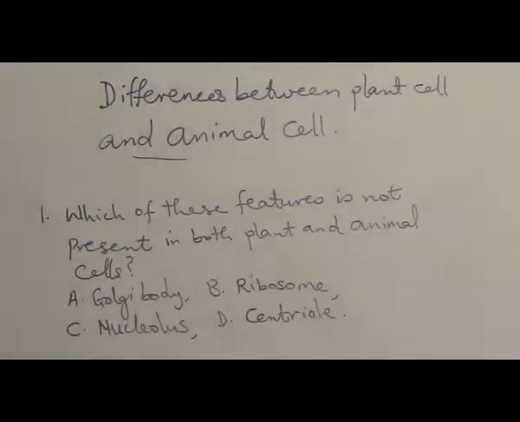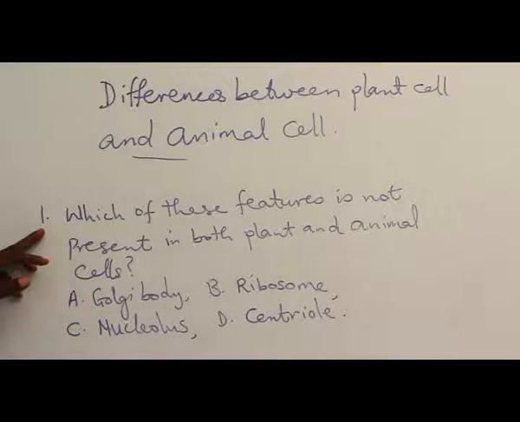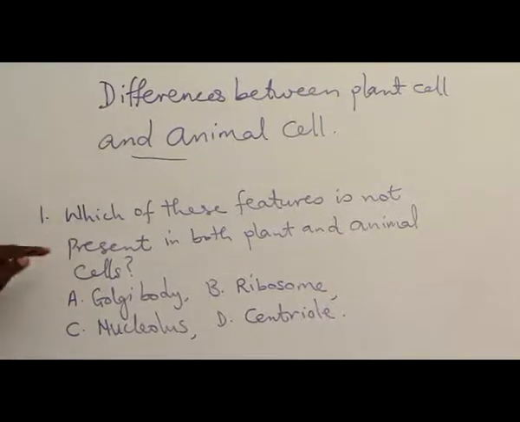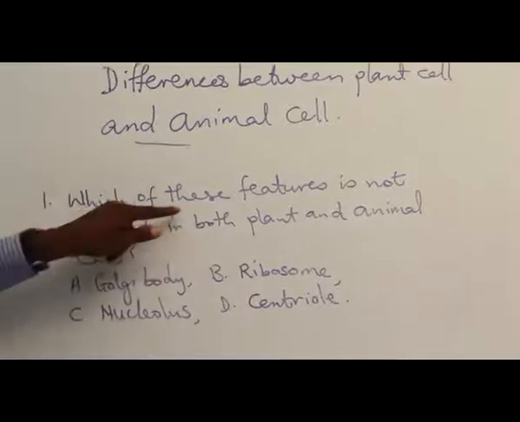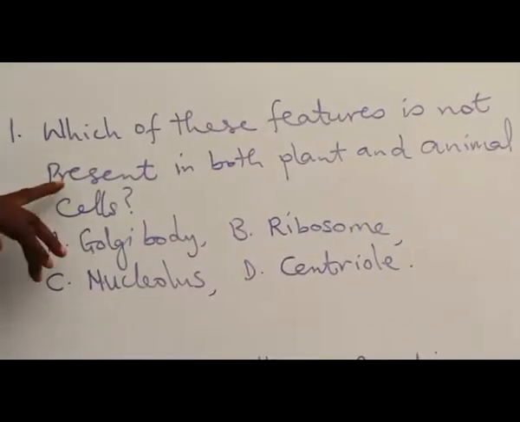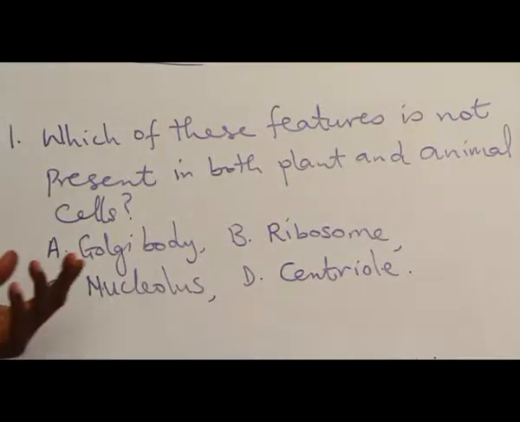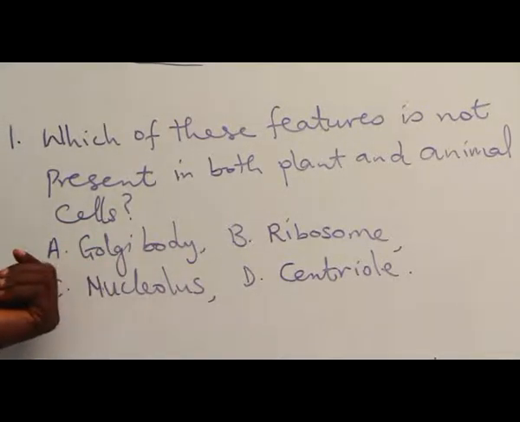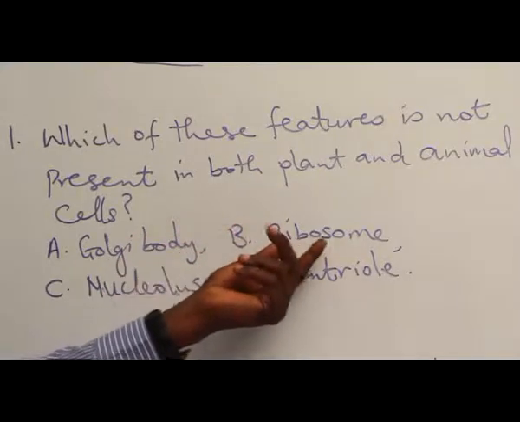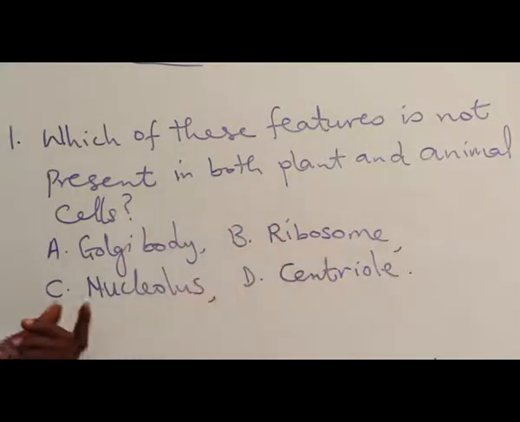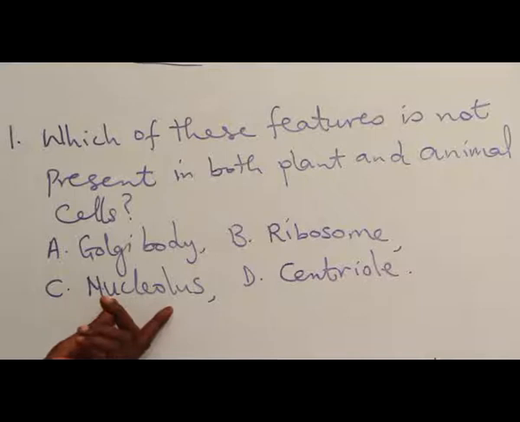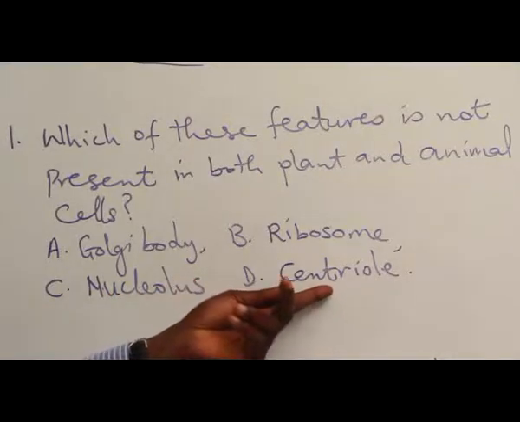This time around, let's look at differences between plant cell and animal cell. The first question, based on this subtopic: which of these features is not present in both plant and animal cells? A, Golgi body. B, ribosomes. C, nucleus. And D, centriole.